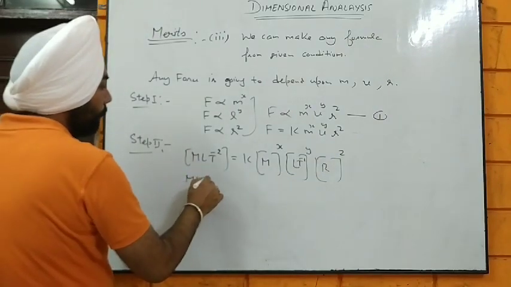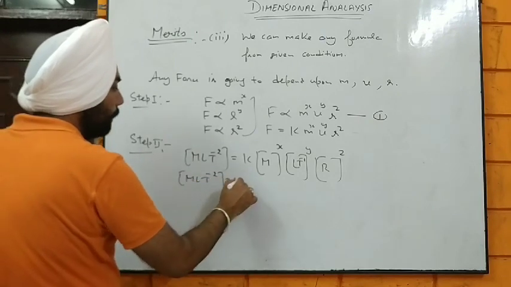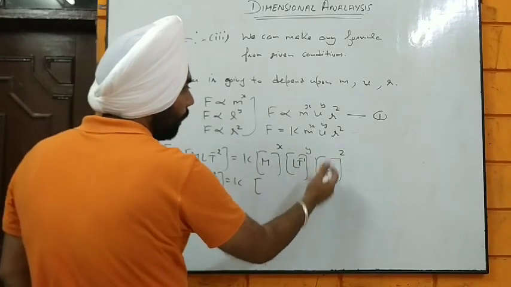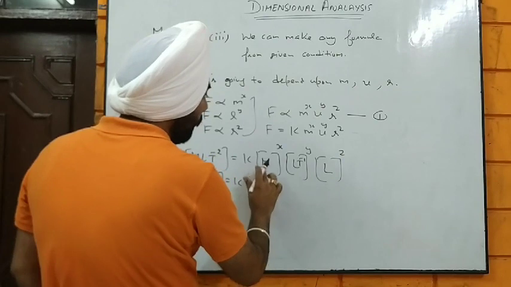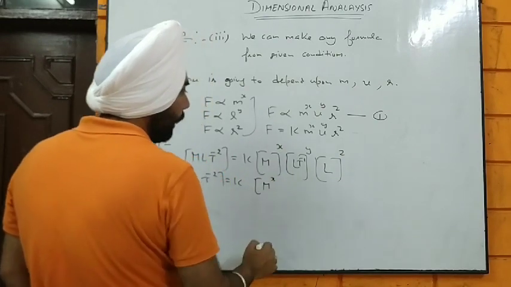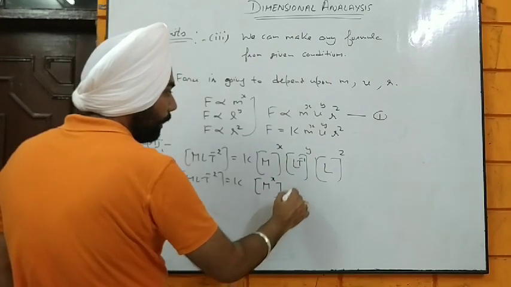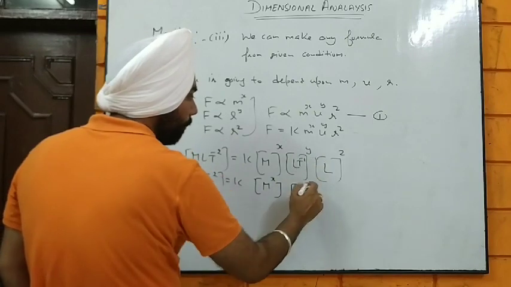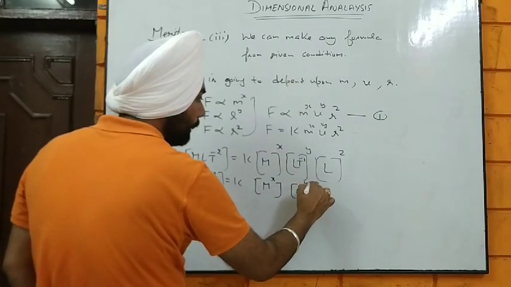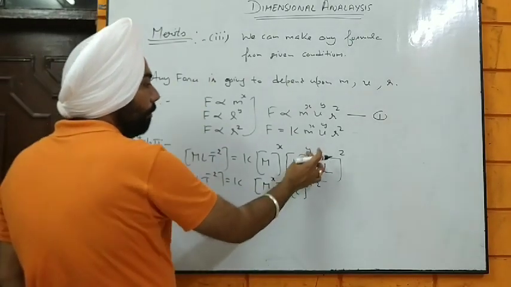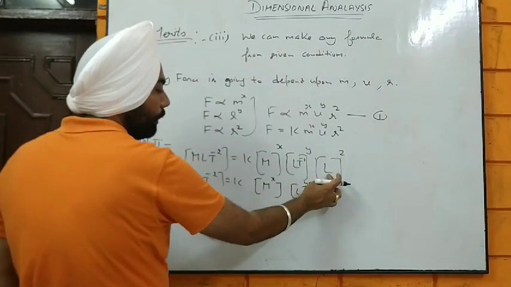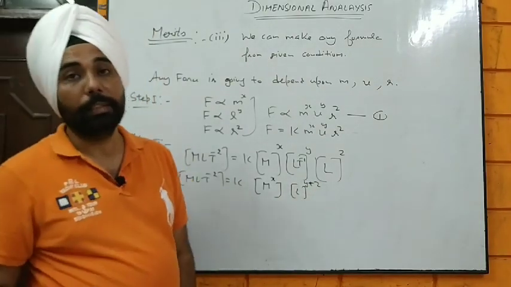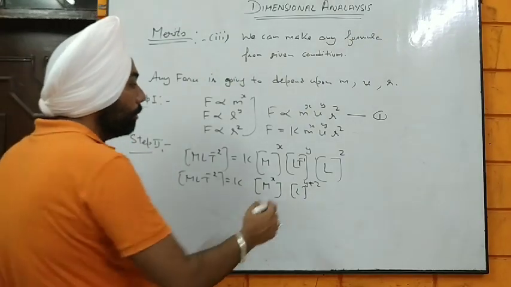So first of all, MLT minus 2, K as it is. Now combine the values of L, T and R. M is having power of X, and L is having the power of Y from here and Z from here, which means Y plus Z. That is very important. If we are having a product of two physical quantities, the powers are always going to be added.